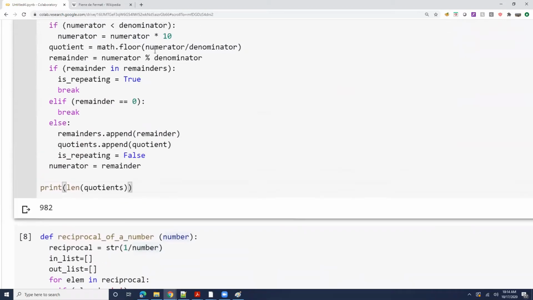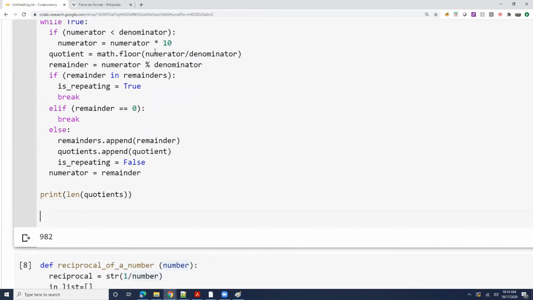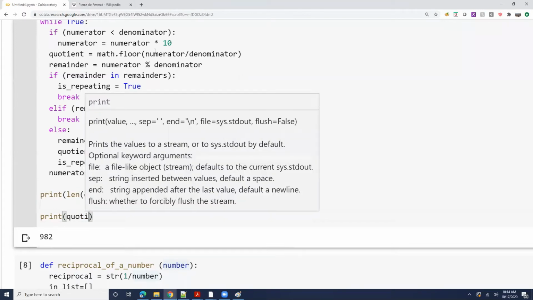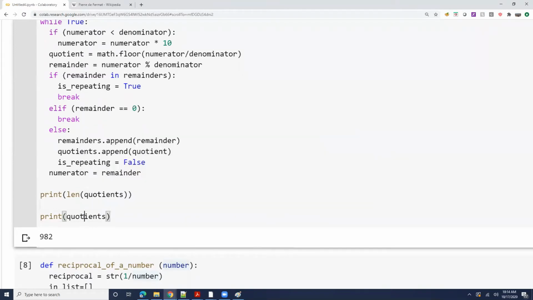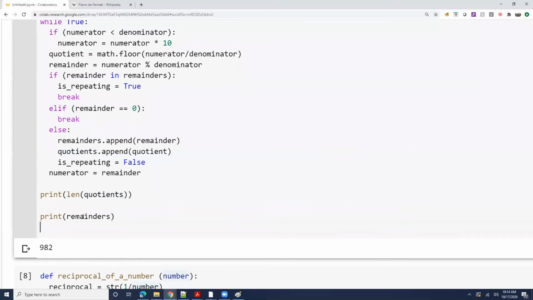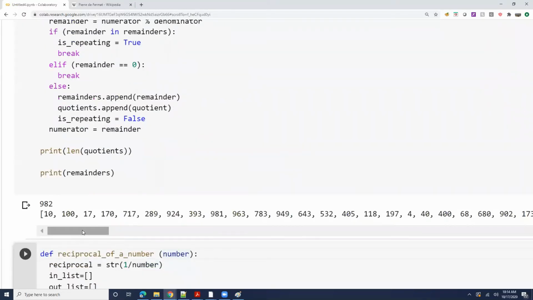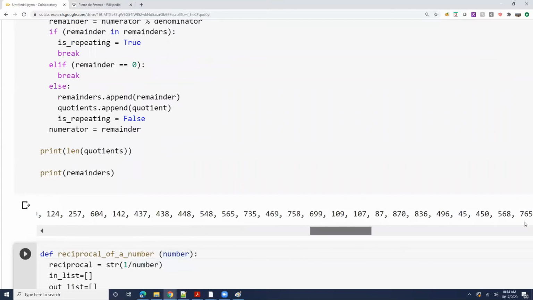So if you are not believing that, we can try printing. Or we can print remainders. So it starts with 1, right?